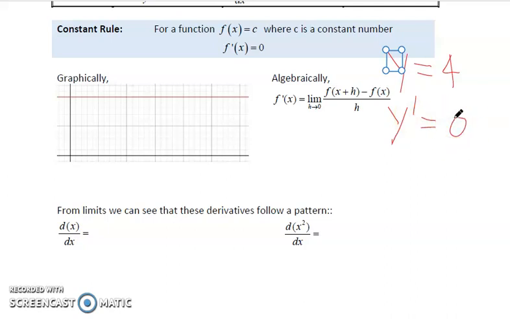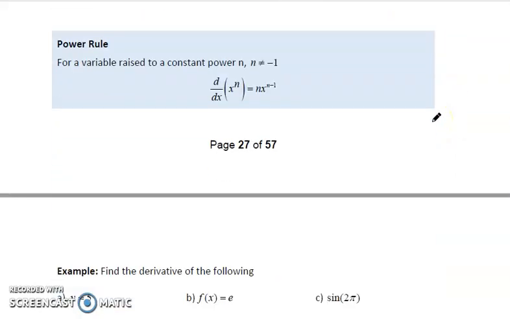If you just have a constant function, y equals 4, or any constant, even if a constant is part of a longer function, the derivative of that piece is always 0. And that's your first rule. Here's another important rule down here on the bottom. This is called the power rule.